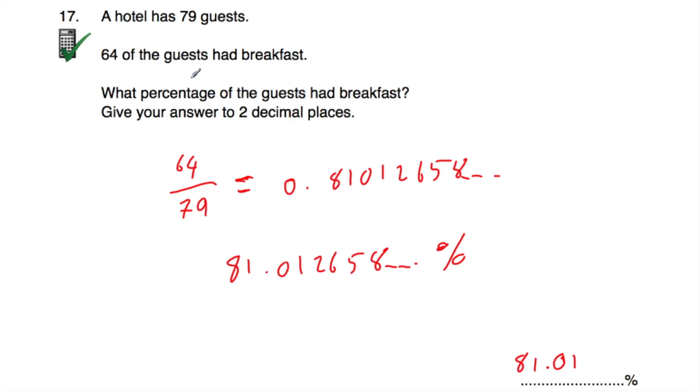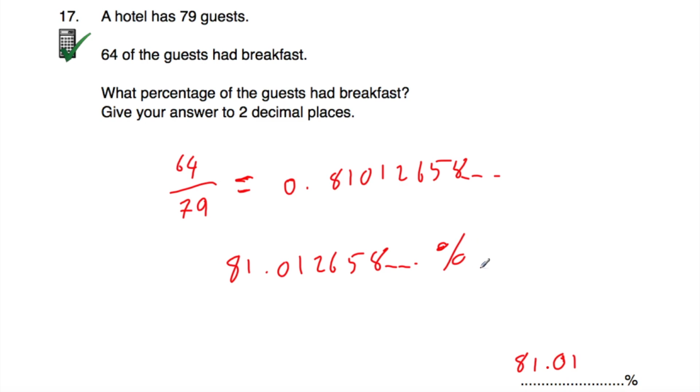So in this question, what we did was we wrote it as a fraction, we changed the fraction to a decimal, it was a recurring decimal, it went on forever, so we just wrote some of the decimal places, we then changed that to a percentage and rounded it to 2 decimal places like we were told to, and that's it.